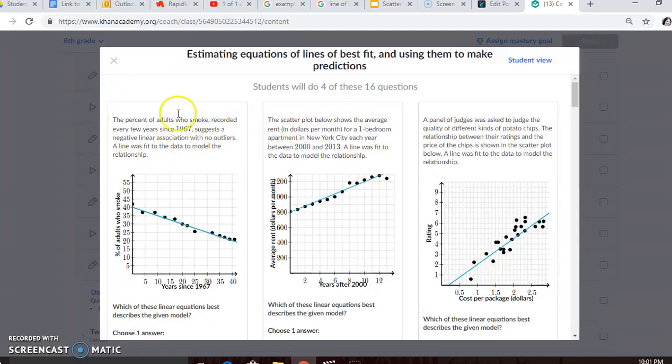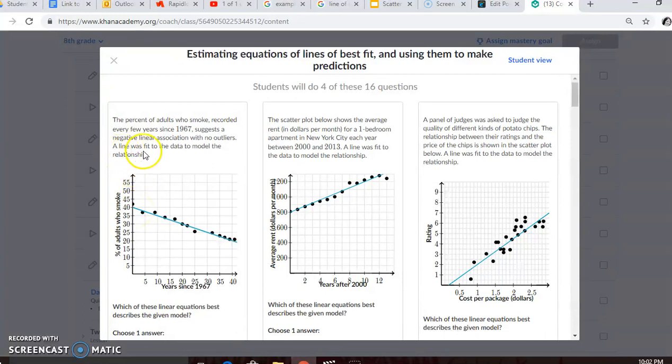So let's look at this example right here. The percent of adults who smoke, recorded every few years since 1967. So there that is on my x-axis. It suggests a negative linear association. So I see a negative slope here. It looks linear with no outliers. An outlier would mean I'd have some random point up here, some random point down here, or some random point somewhere. That would be an outlier. But this has no outliers, so it's a pretty strong trend here.